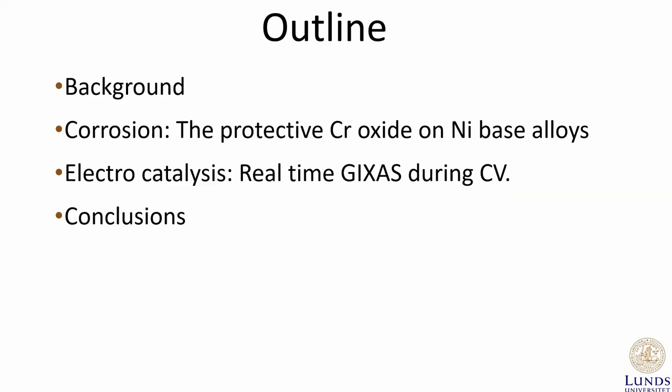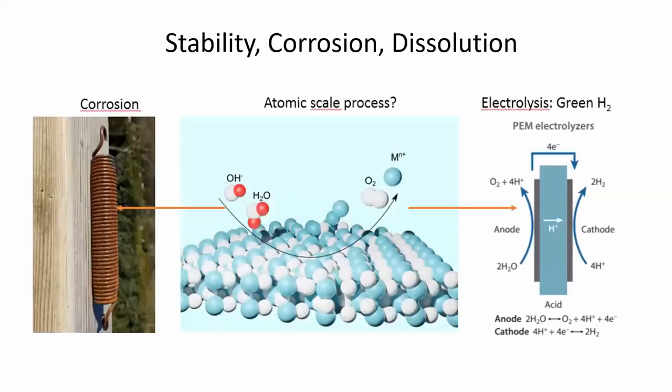Okay, so this is the outline. I will give some sort of a background. Then I will talk about corrosion, and then about electrocatalysis, and finally some conclusions. This is part of the project we have that has to do with stability, corrosion, and dissolution. This is a problem, for instance, for the anode in acidic electrolytes for electrolysis to produce hydrogen. The stability of the anode is a problem. And also corrosion in general is a problem.